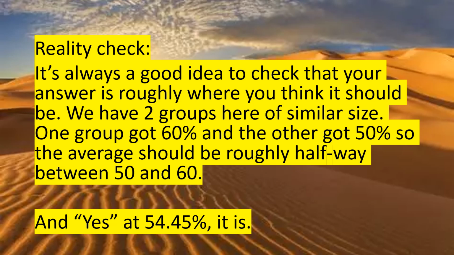Last thing, do a quick reality check. It's always good to check that your answer is roughly where you think it should be. So we have 2 groups here, similar size. One group got 60% and the other group got 50%. So the average should be roughly halfway between 50 and 60. In other words, 55. And yes, our answer was 54.45. So yes, it's close to 55. So it passed the reality check.